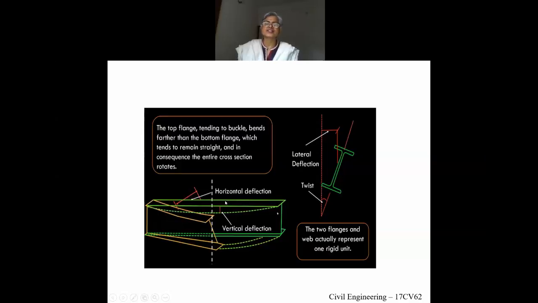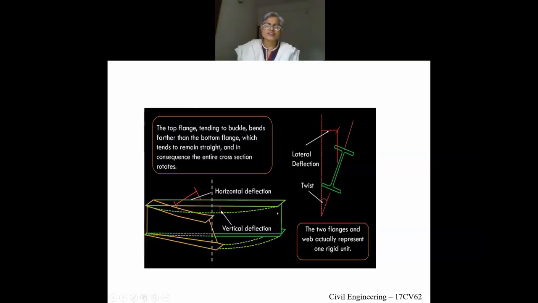So how will the beam deflect when there is an I section in a steel structure? It is like this. You can see the green one is the I section beam. You can see the cross section here. This is the top flange, this is the bottom flange, and this is the web. When there is a load acting downwards, it will deflect vertically like this. You can see the dotted line. You can see the vertical deflection here.